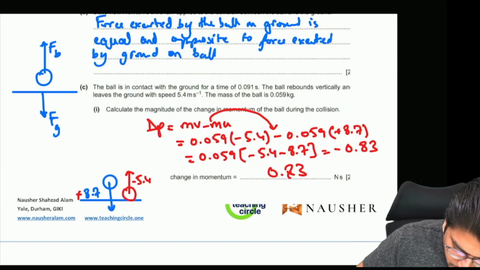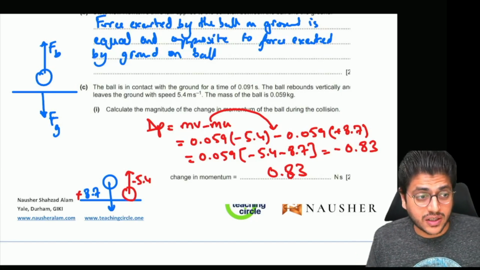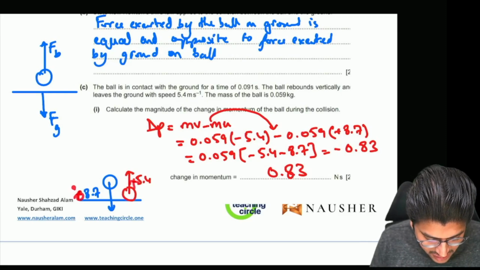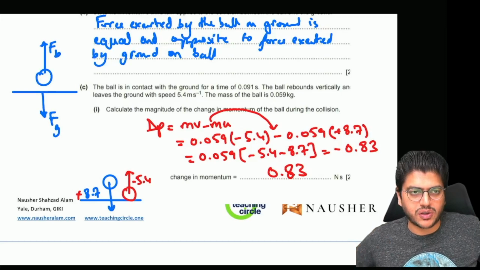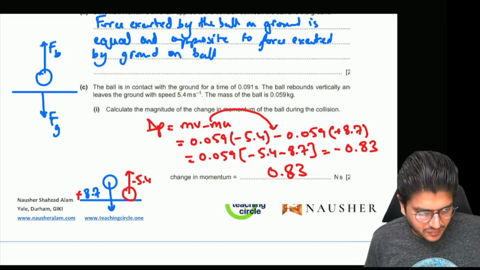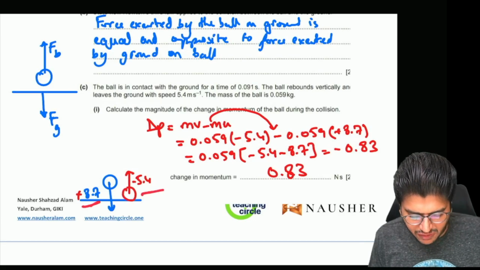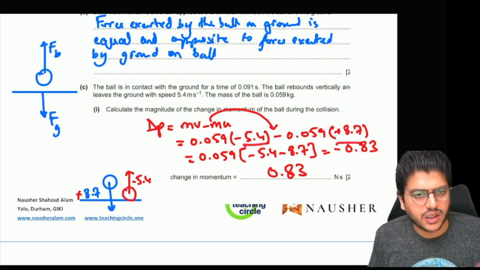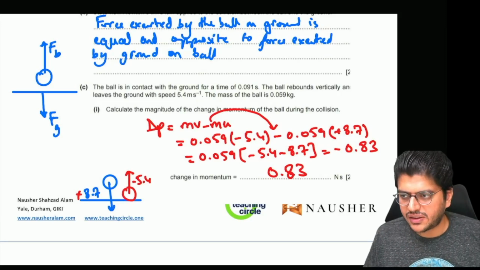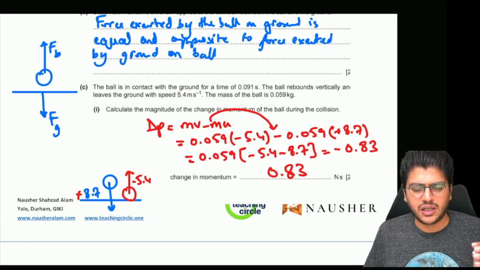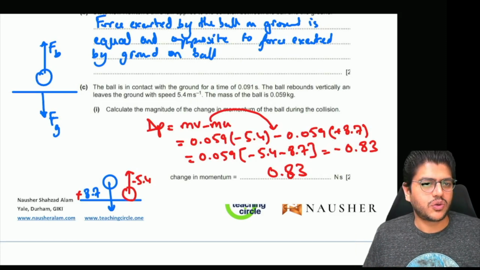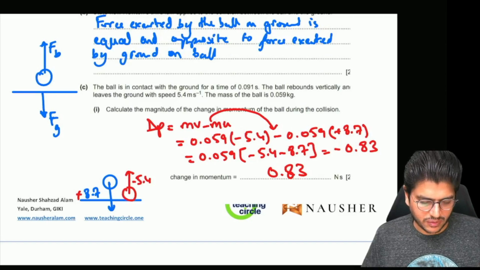Why have they asked you for the magnitude? Because there could be kids who would take this direction as plus and this direction as minus, because they haven't mentioned which direction is positive and which direction is negative. But if you don't do this and you simply take 8.7 and 5.4 and you plug them here, you're not going to get the right answer. So just remember that taking the right direction as positive and negative, either one of them is important. You can't do your question, any vector question, without that.